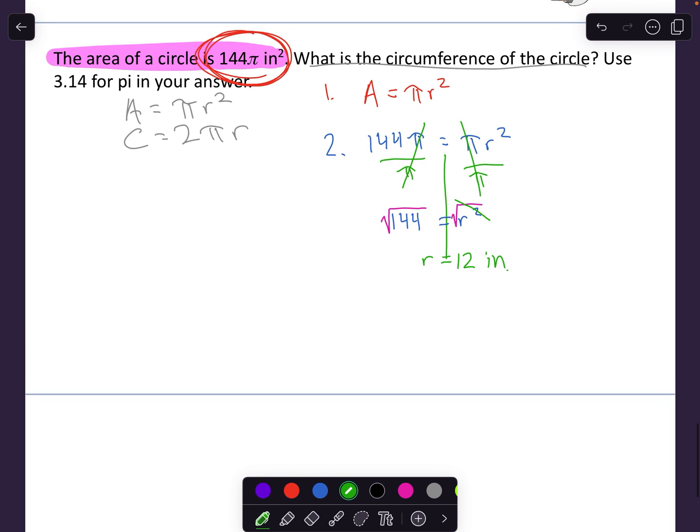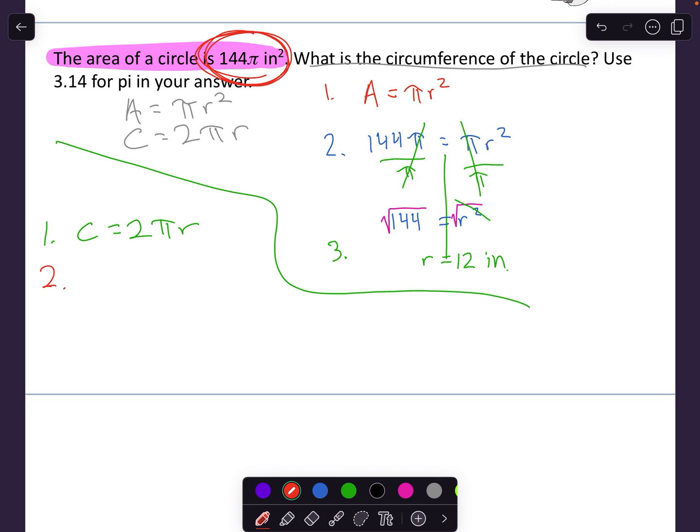Now, did we solve this problem yet? Not quite. We're almost there. The question said, what's the circumference of the circle? So we have to go down and do a circumference problem. C equals 2 pi r. Well, now we know that this will be like 2 times 3.14 times, we know the radius is 12. So now we can go down here and actually get the circumference, right?